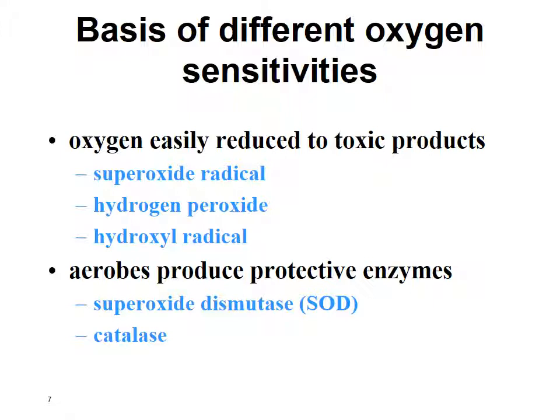Many microorganisms possess enzymes that afford protection against these reactive oxygen species. So for example, the obligate aerobes and facultative anaerobes usually contain enzymes such as superoxide dismutase and catalase, which both catalyze the destruction of some of these reactive oxygen species. Another important enzyme which can do the same thing is the peroxidase.